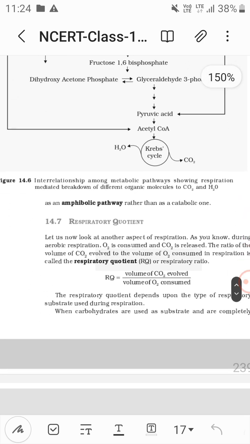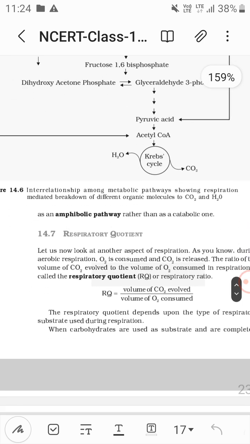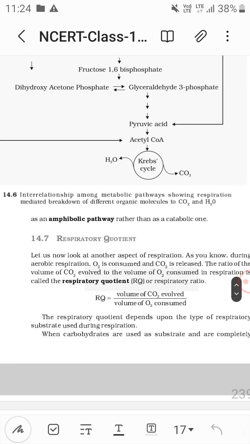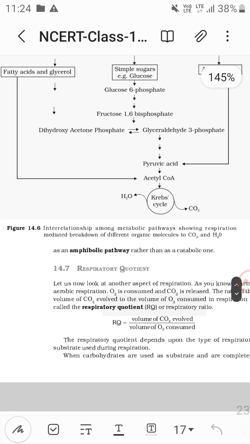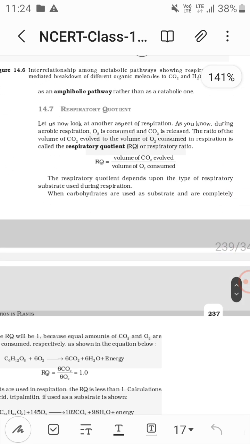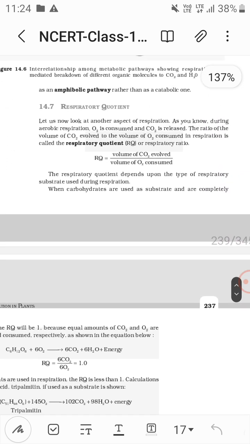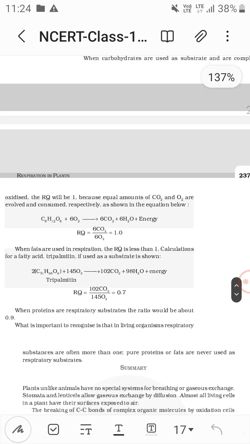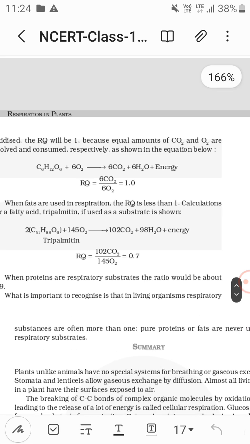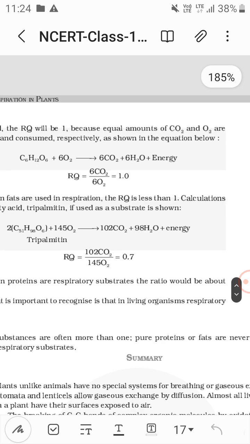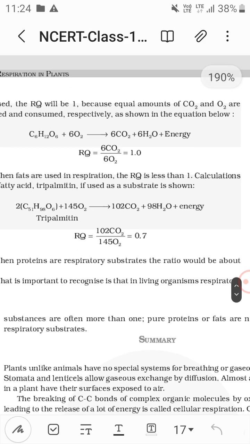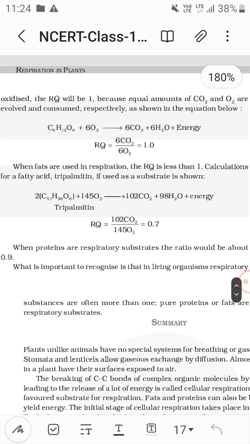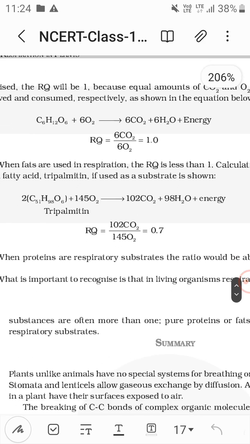So this is the interrelationship among metabolic pathways, showing respiration-mediated breakdown of different organic molecules to CO2 and H2O. Now the respiratory quotient: the volume of CO2 evolved upon the volume of O2 consumed. Now C6H12O6 plus 6O2 is used, and 6CO2 is formed. So 6CO2 upon 6O2 gives 1. So this is for carbohydrate. 6H2O is formed and energy is released.